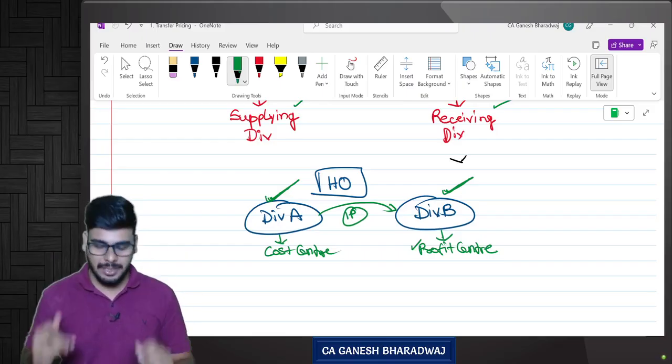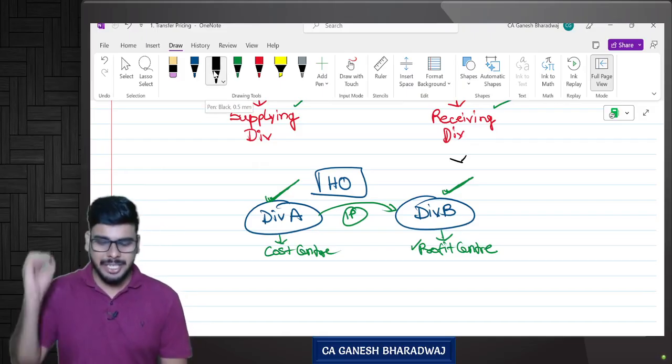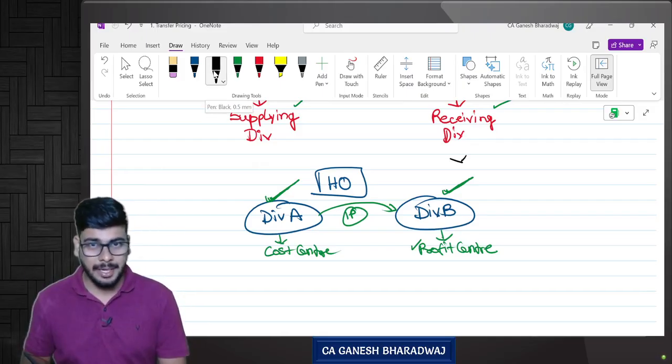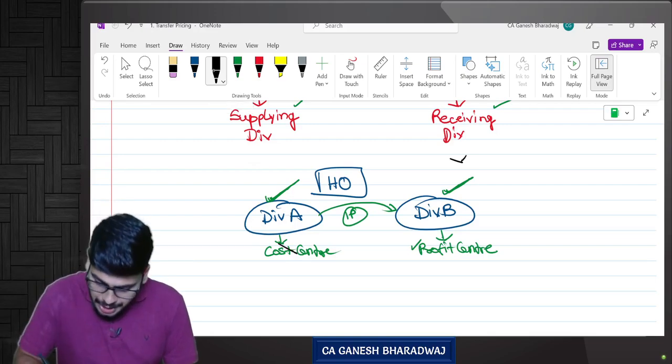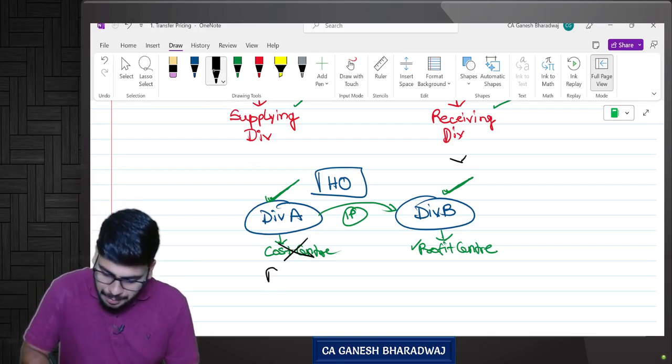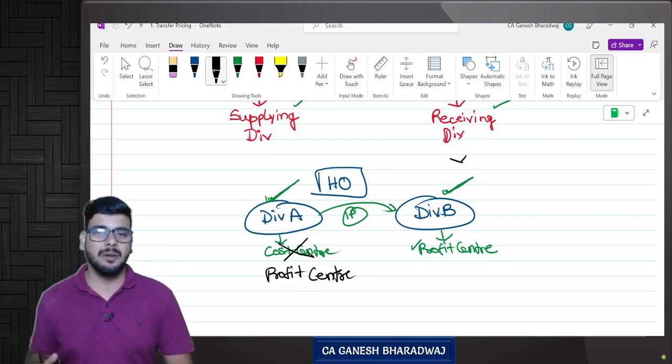Sir, what is transfer pricing? Simple. Now, what happens is division A is now a cost center, correct? Now, if you introduce transfer pricing, division A will also become a profit center. Division A will also become a profit center. Sir, what are you saying? How will it be a profit center?